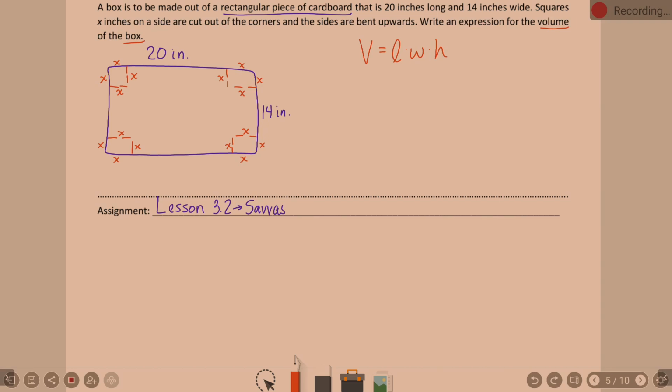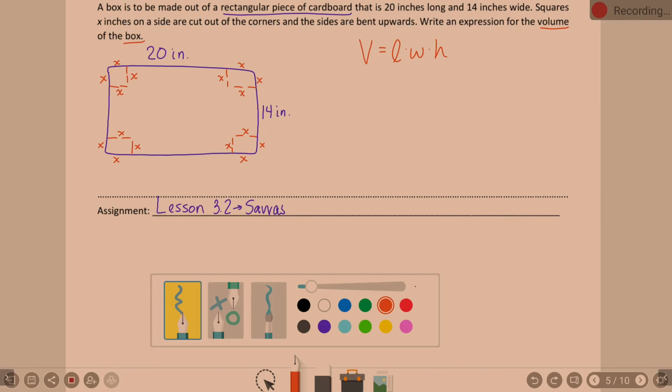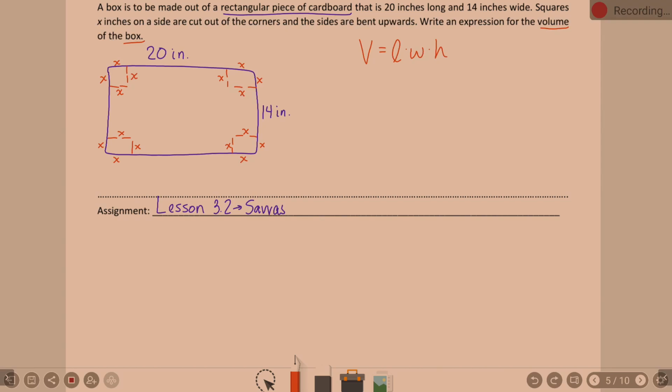My box, or my cardboard, it was 20 long. I fold these up. What did we take out? What were the boys saying? We took out an x here, and we took out an x here, yes? So how long is that? 20 minus 2x. It is. Basically I want that distance right there. It was 20. Take out the two pieces. It's 20 minus 2x. So that is my length.